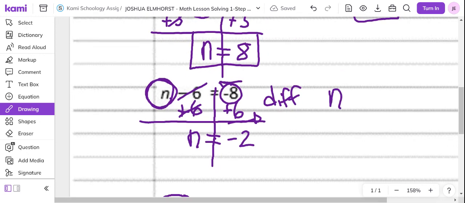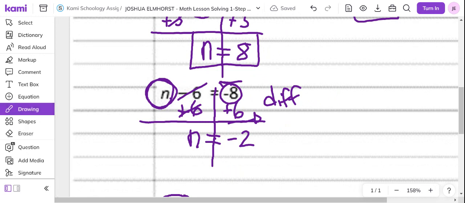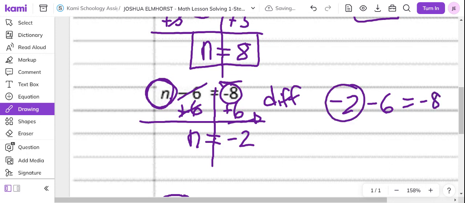And if we check it, we're going to take -2 minus 6 equals -8. So if we substitute -2 in there, and then we subtract 6, then we get more negative. So negative, and then taking away 6 is more negative, so that checks out.